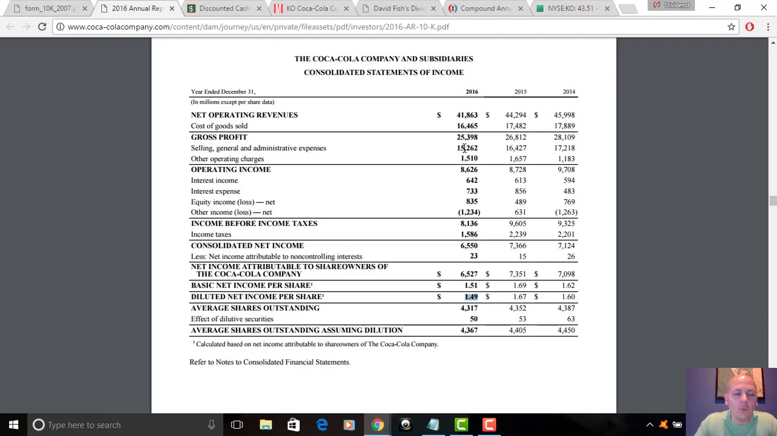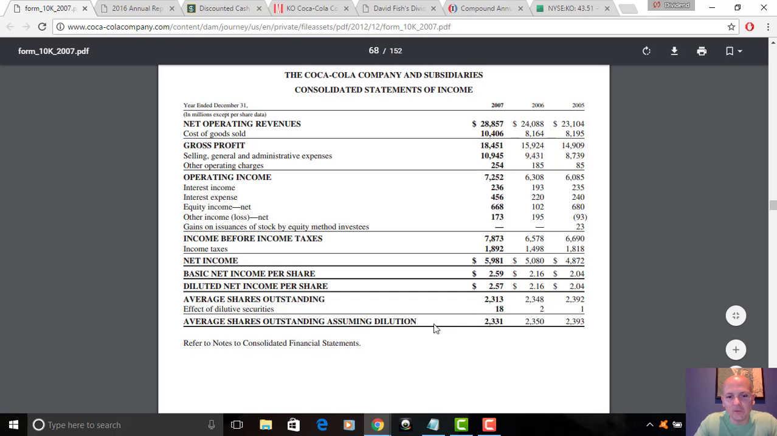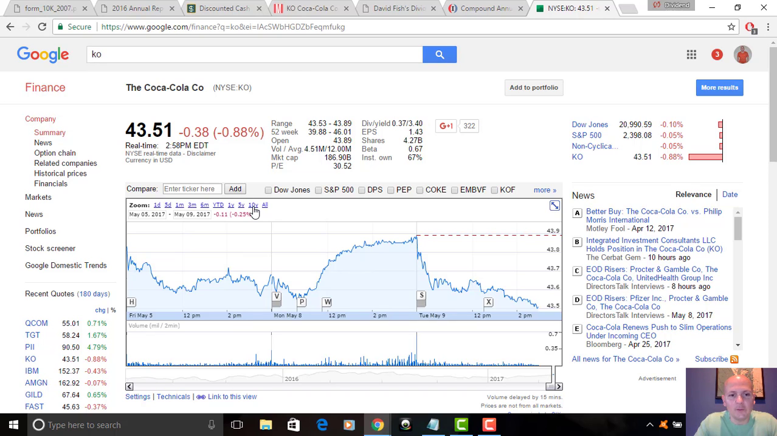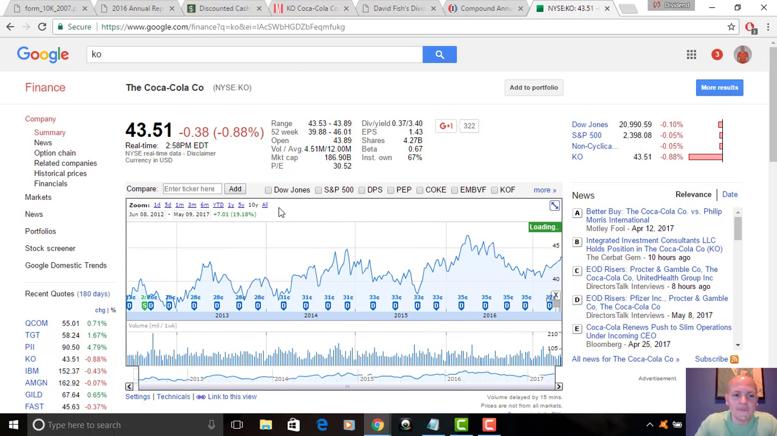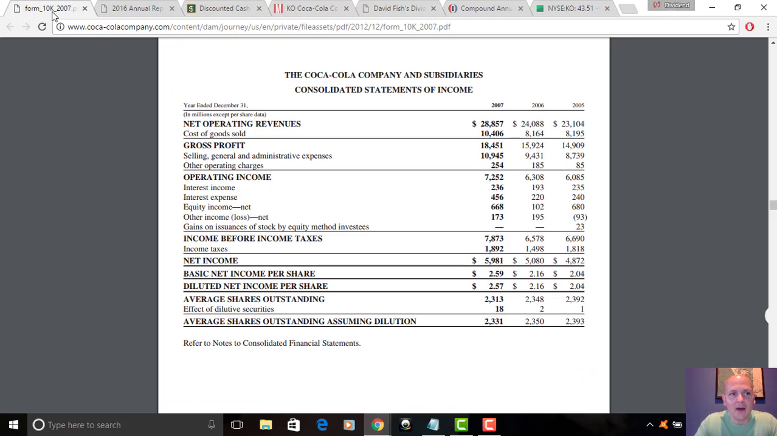Well, not really. What happened is Coke did a stock split, and you can key into that when you see the average shares outstanding, 23.31, 43.67. You can see right off the top of your head that they probably doubled. Another good way to check a stock split is I use Google Finance for my stock quotes, and they show stock splits right here in the timeline. So you see a 2-for-1 stock split there in 2012. So that right away tells you that the old numbers have to be split in half.